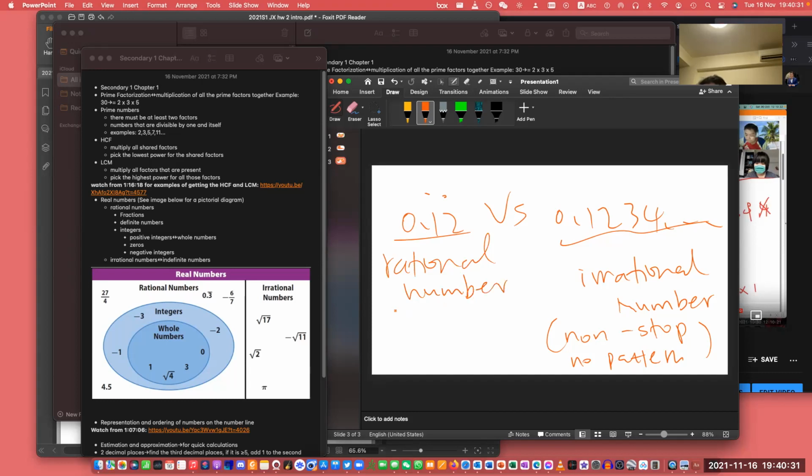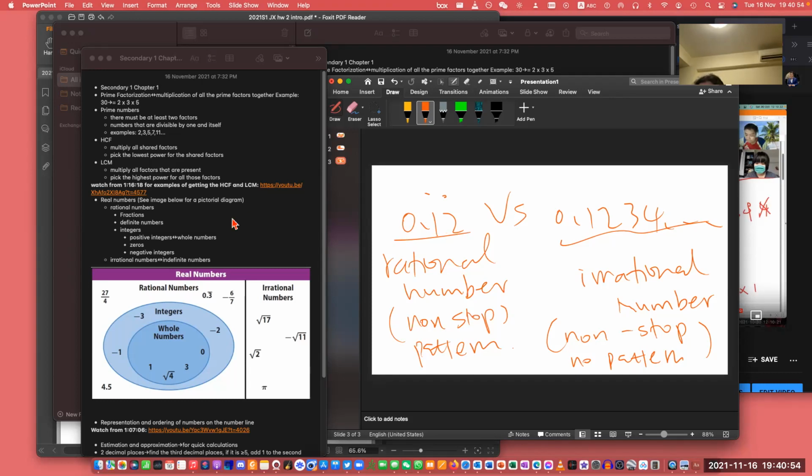Why? Even though it's non-stop, there is a pattern. The pattern over here is 1, 2, 1, 2, 1, 2, and the 1 and 2 repeat themselves. So that's how you decide. Are you clear?